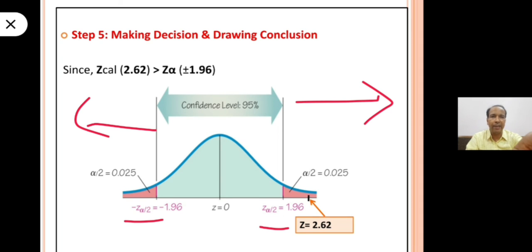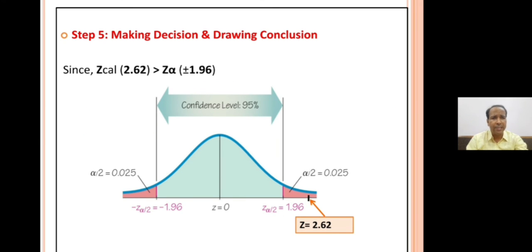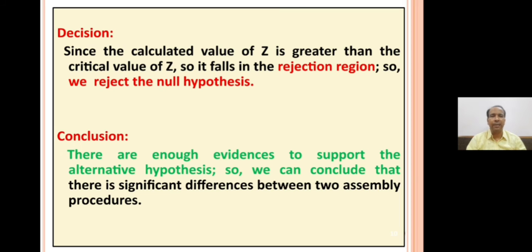So we can check here, Z calculated is 2.62, whereas Z critical is 1.96. So Z calculated is greater than Z critical. That means the null hypothesis will be rejected. So in that case, what will the decision and conclusion be? The decision will be like, since the calculated value of Z is greater than the critical value of Z, it falls in the rejection region, obviously. Hence, we reject the null hypothesis.